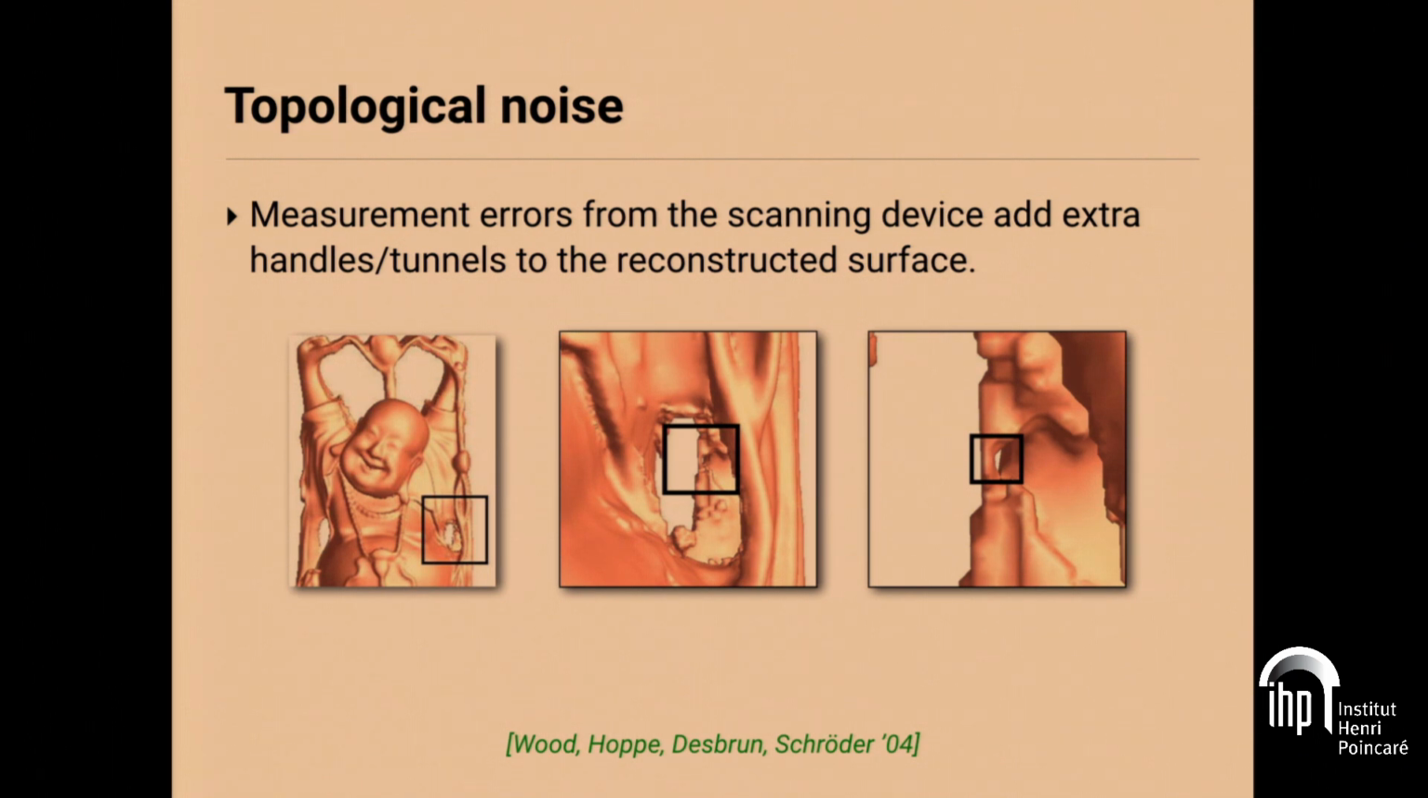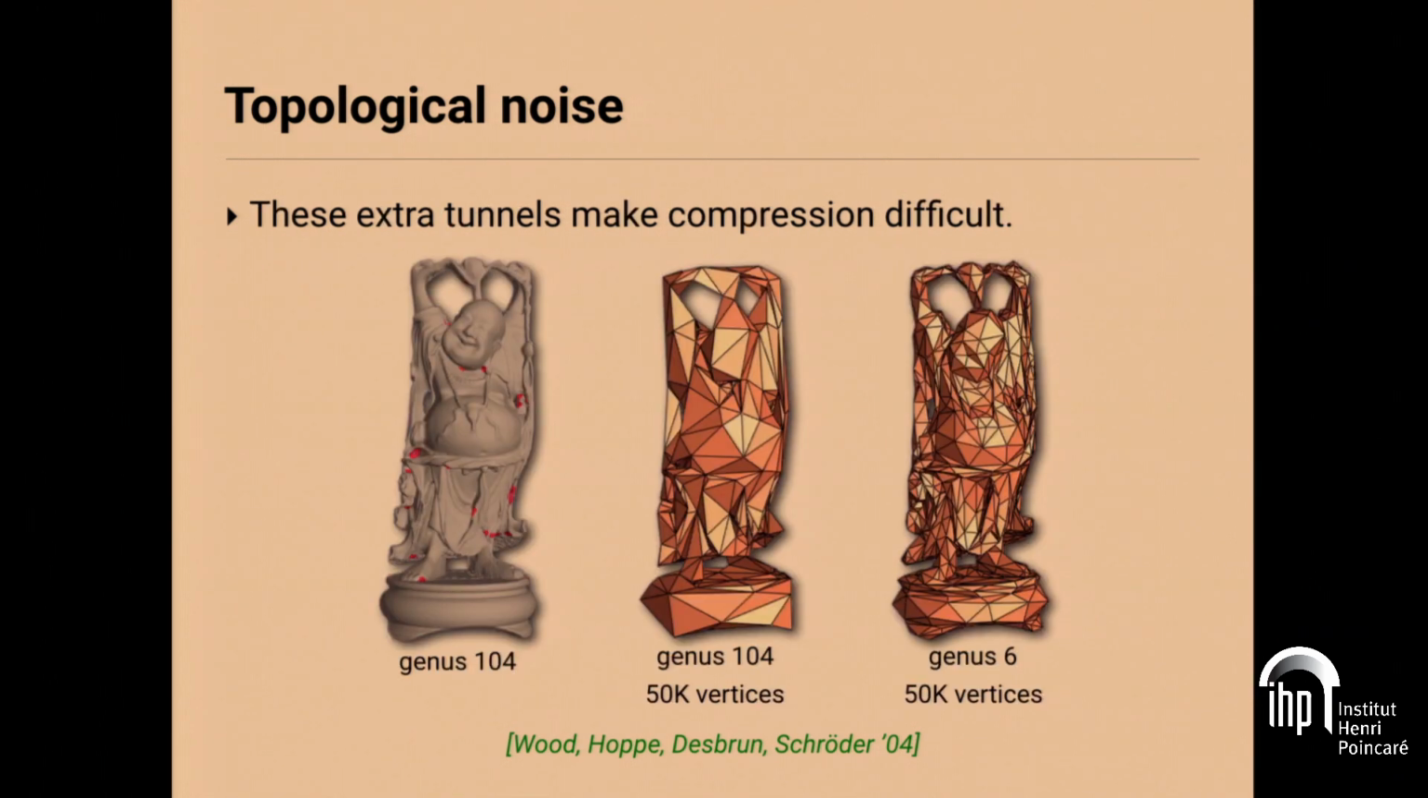And the measurement errors typically manifest themselves in the reconstructed surface not only as geometric noise. So if you zoom in here, you see things look a little bit bumpy. That's not the really scary part. The really scary part is the algorithms tend to introduce topology into the surface that's not really there.